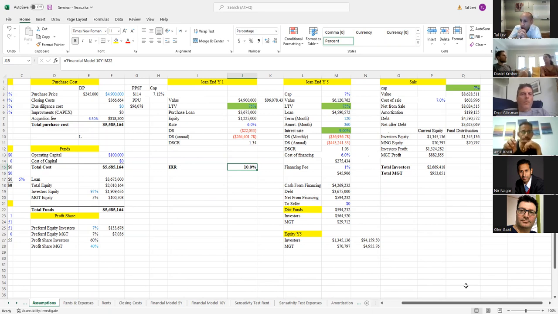I had a question. Sure. Is this a non-recourse loan or recourse? I take only non-recourse. I personally take only non-recourse loans. Give me non-recourse. I take only non-recourse loans.